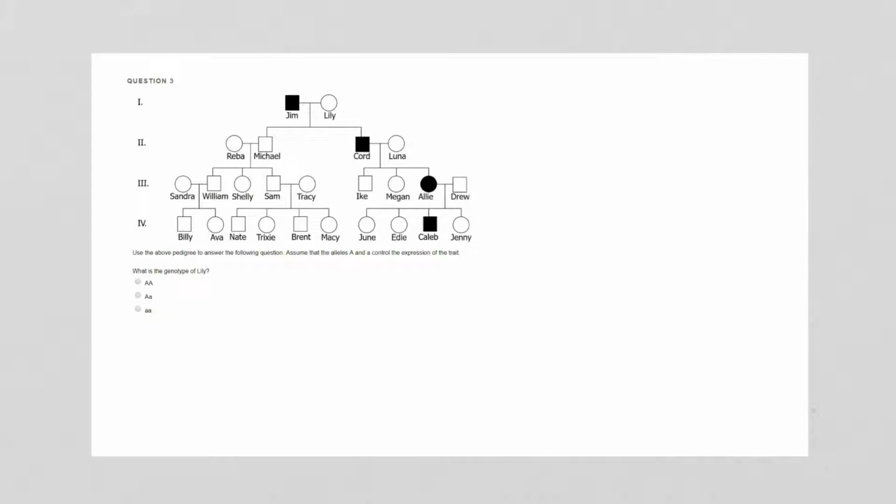In question 3, we're asked about Lily. We just indicated on the previous slide that, again, since this is a dominant pedigree, the white individuals would be recessive. So she is going to be little a.